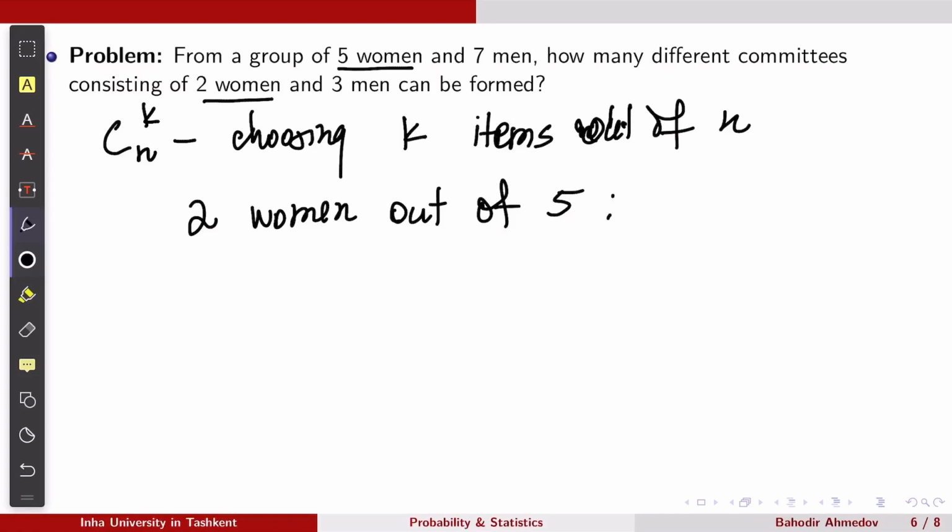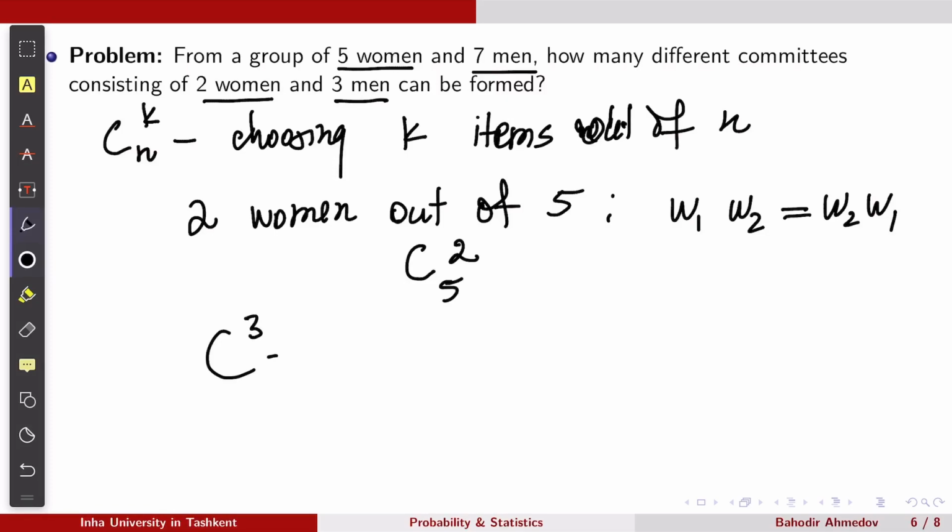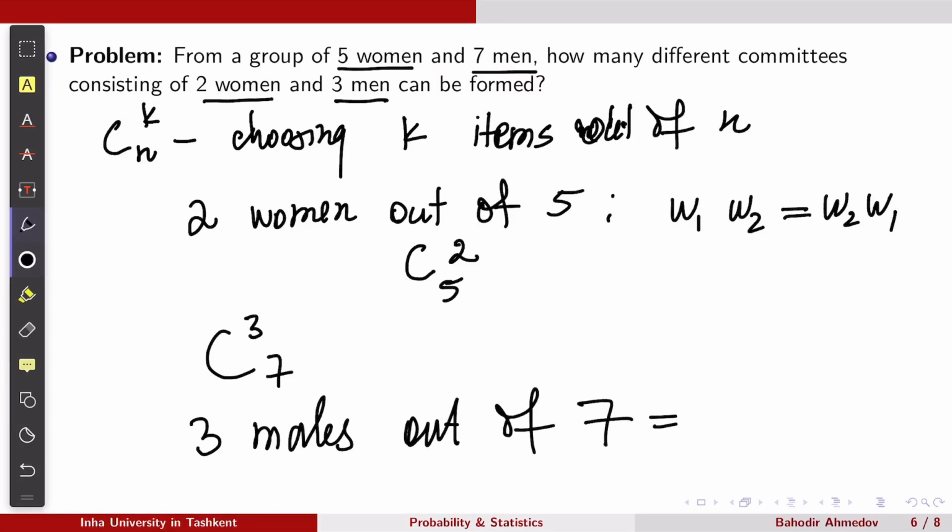And is it really important, the order in the committee, how they are sitting in the committee? No, it doesn't matter, right? So if you choose woman 1, for example, and woman 2 for the committee, this is basically the same as choosing woman 2 and woman 1. You've just invited these 2 women to your committee, and it doesn't matter in which order you make these invitations. So that is why it's going to be the combination of 5 and 2. And choosing 3 males out of 7 is again going to be the combination of 7 and 3.